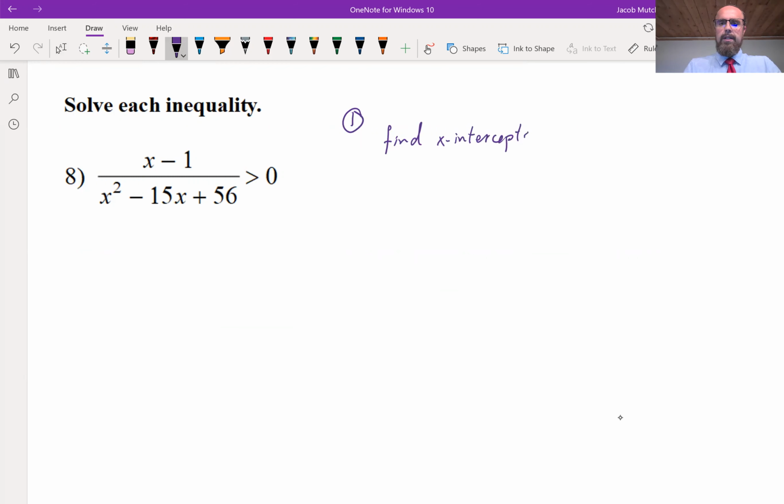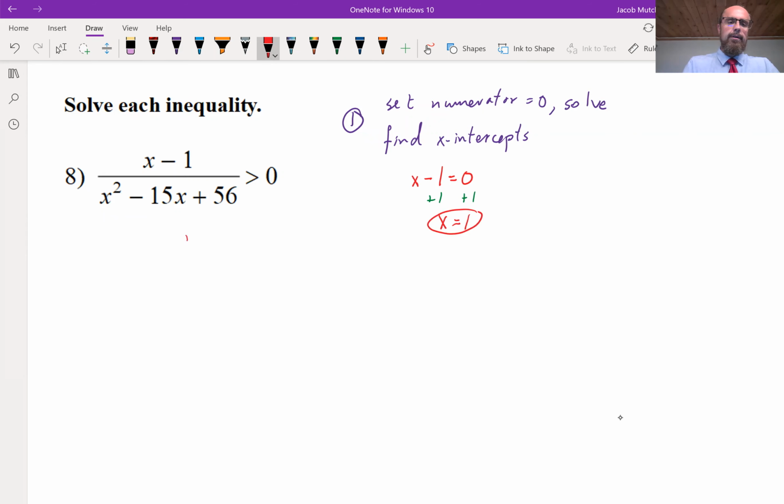And the way that we're doing that again is set the numerator equal to 0 and solve. So this numerator is x minus 1. So I'm going to do exactly that. x minus 1 equals 0. And I want to solve that small equation by adding 1 to each side. So I get right away that x equals 0. I'm sorry, the function equals 0 when x equals 1.